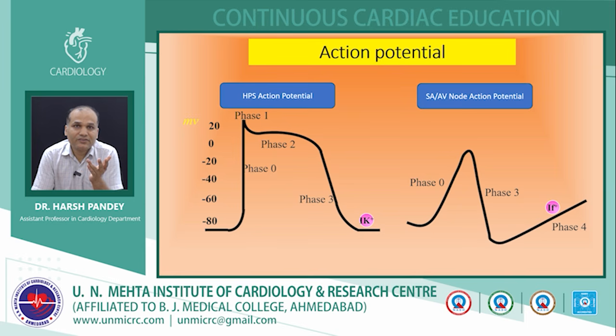Whereas in the His Purkinje level, you can see that they have inward rectifier potassium ion channels. So they maintain the resting membrane potential, and because of that, the phase 4 activity will not start in the normal His Purkinje system. But in a diseased His Purkinje system, this phase 4 action potential can start.